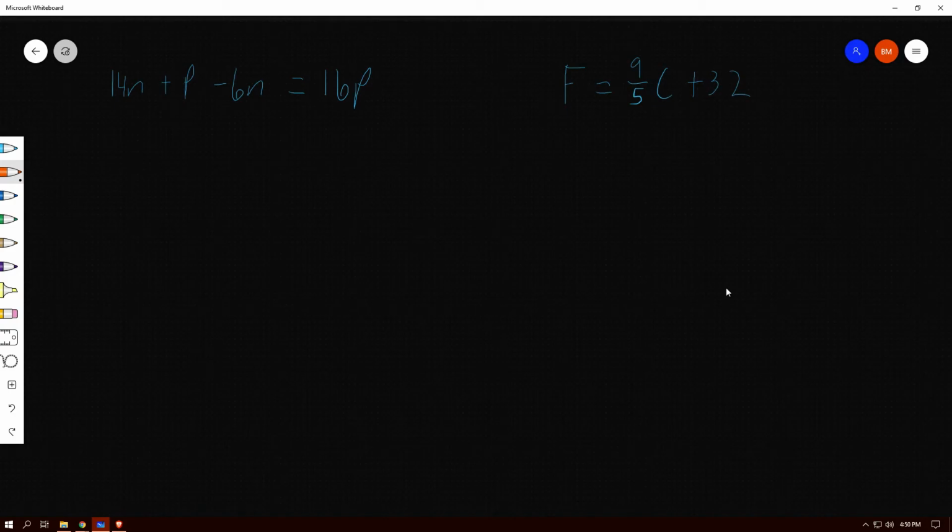All right, this next problem is question 5. And I'm going to draw my river. And now I need to look and see if there's any like terms I can combine. If I look at the left side, I have a 14n and a negative 6n. Well, those are like terms, and I can combine them to be, let's see, what, 8?